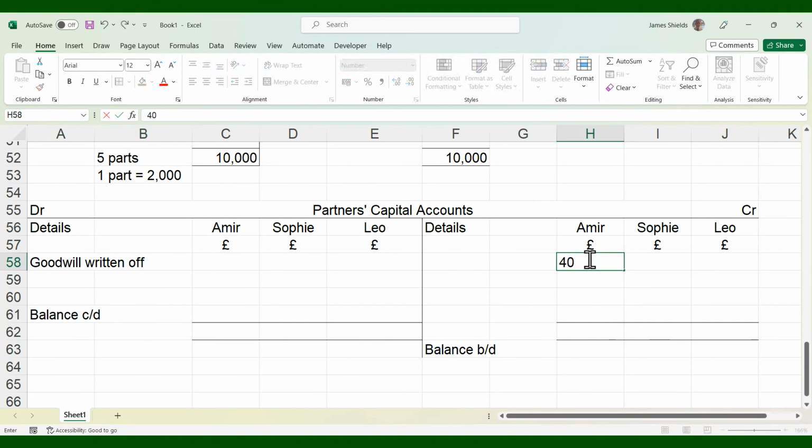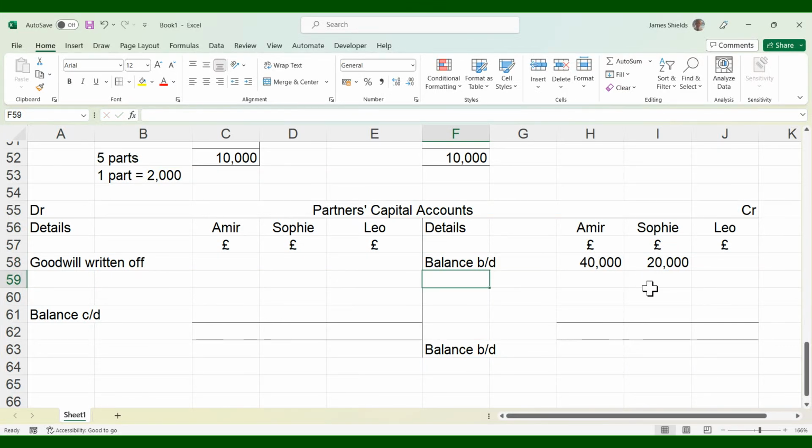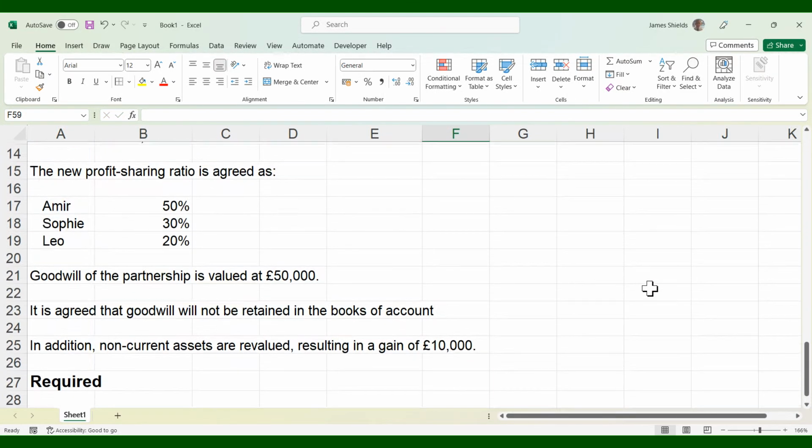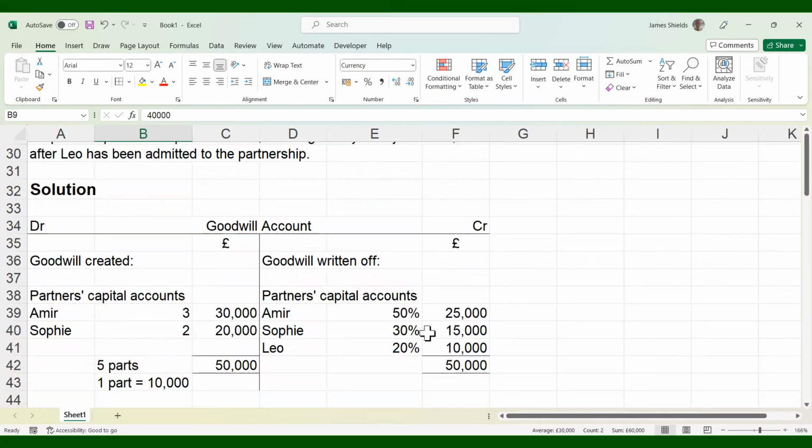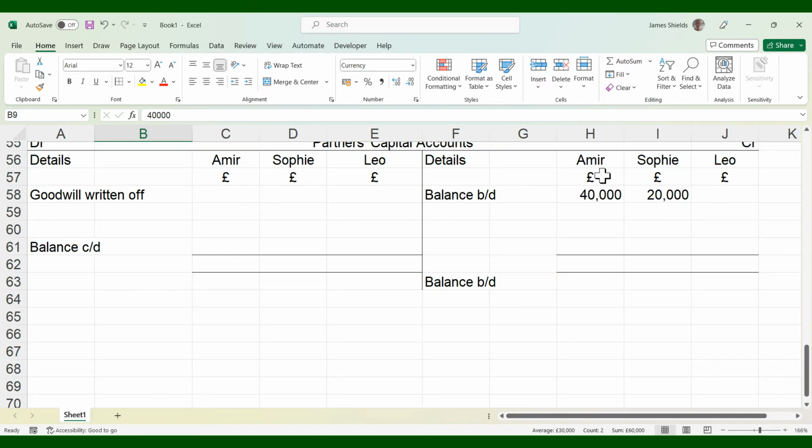So Amir was £40,000, and Sophie was £20,000. Now the balance brought down. So the balance is brought down. Just check that's what it is, 40 and 20. And yes, that's what we got there. Okay, so that's your balance brought down now: £40,000 for Amir and £20,000 for Sophie.